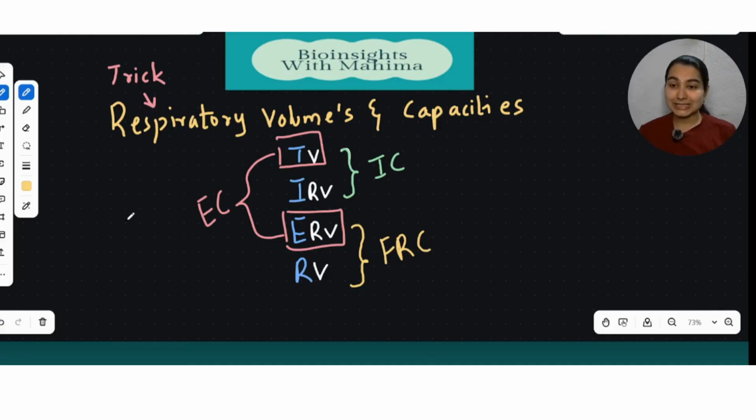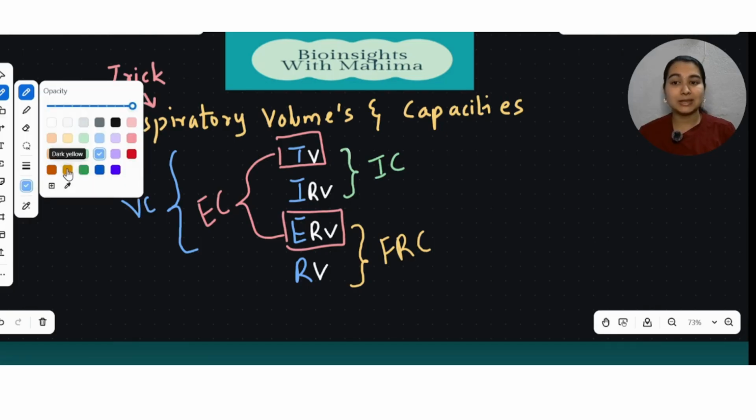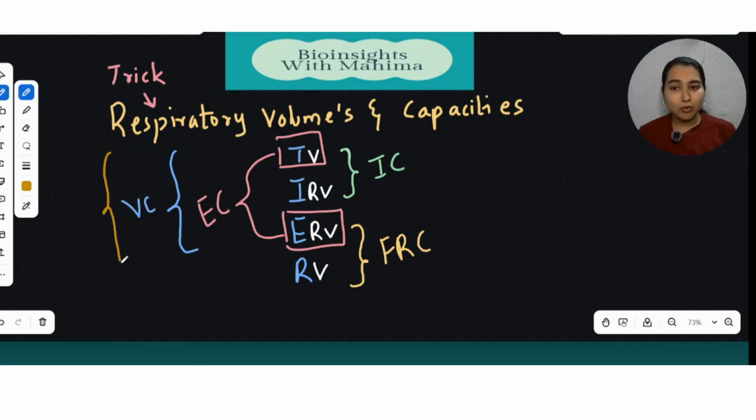Got it? Next, if you add the first three, what do I mean by first three? If you add tidal volume, inspiratory reserve volume, and the expiratory reserve volume, we get the vital capacity. Similarly, if you add all four of the respiratory volumes, you get total lung capacity. Got it? So here we have used this trick and we have got all the capacities. Now let us summarize whatever we have learned just now.